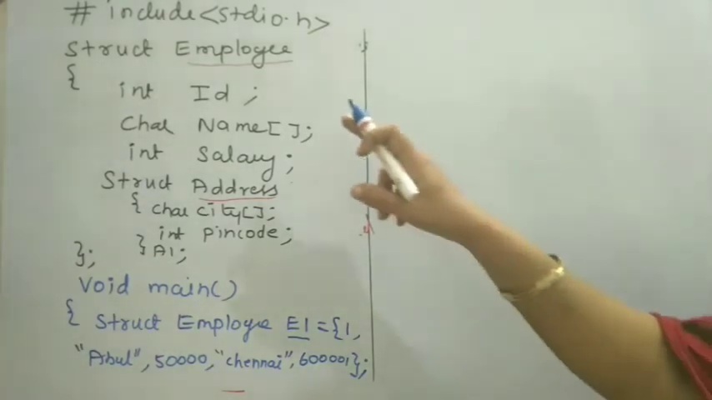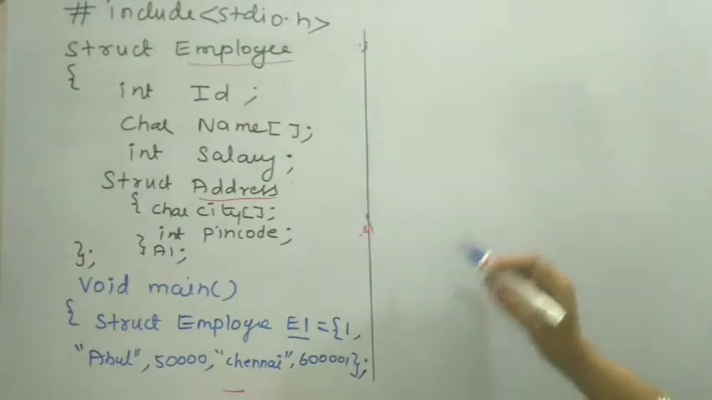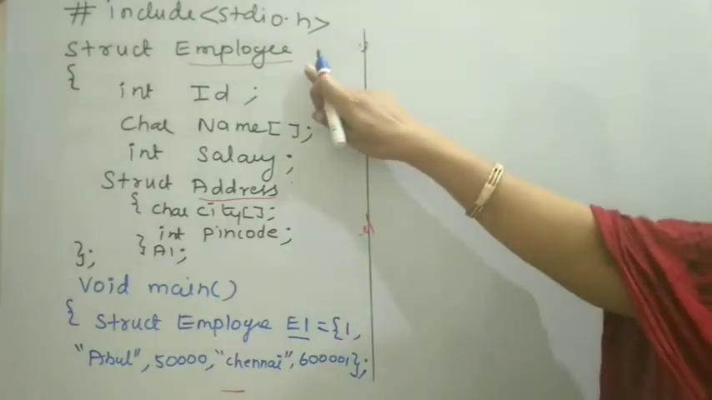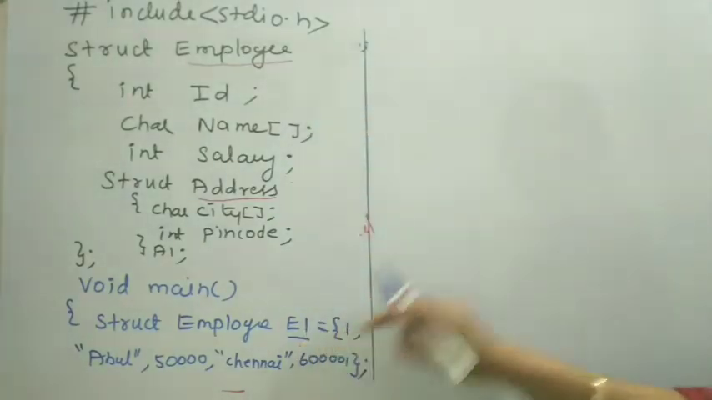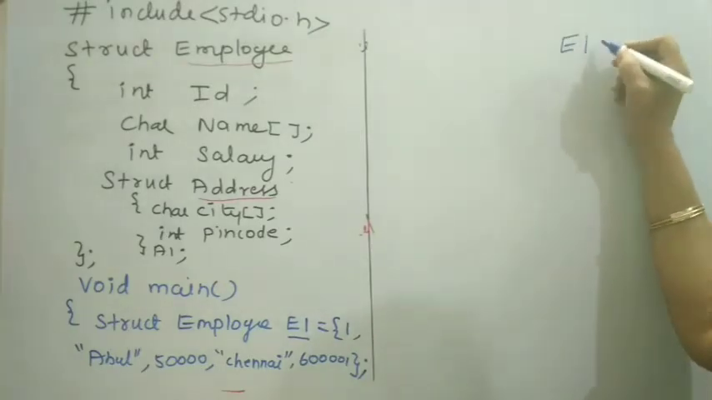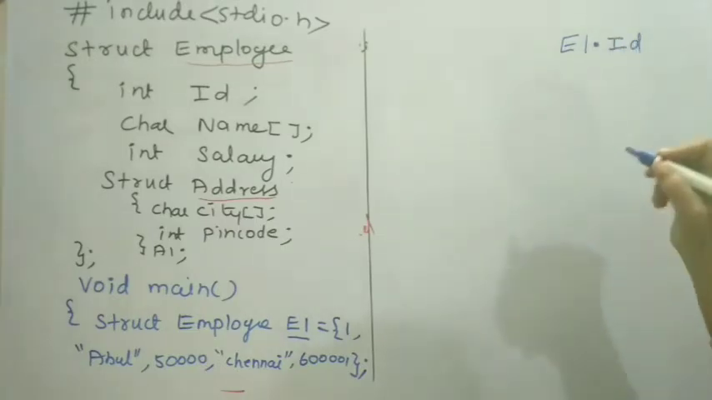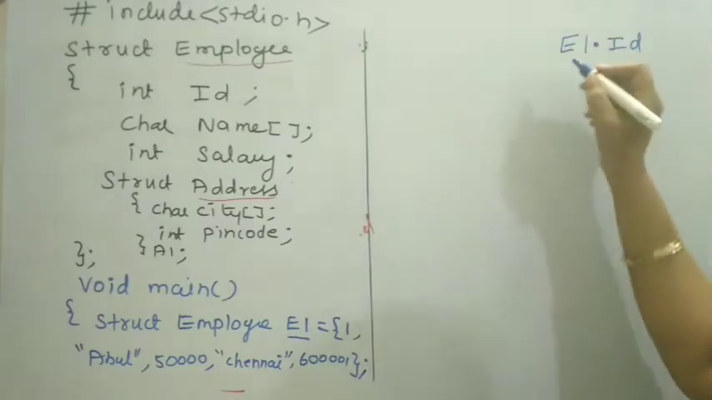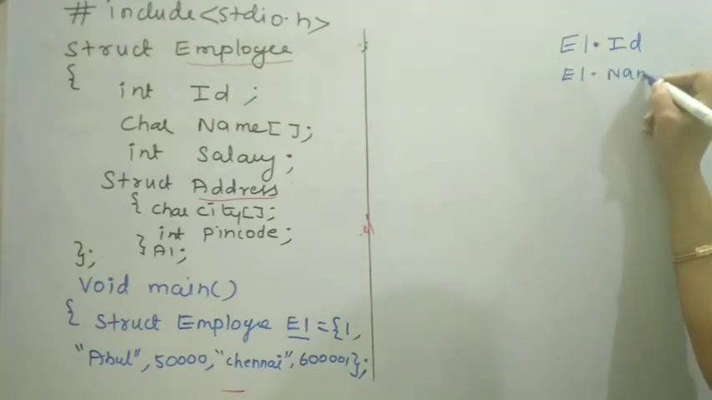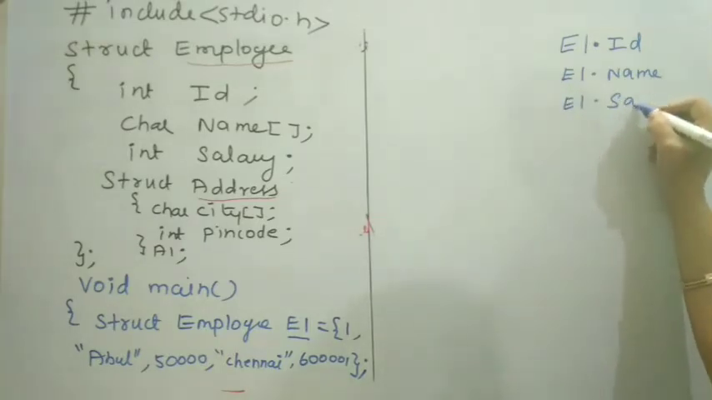If I want to access the data members, how to access them? To access the data members, definitely I need the structure variable of the structure. The structure variable of this structure employee is E1. If I want to access the data member ID, it is structure variable, dot operator, and then my data member, that is E1.id. Then to access the second data member, E1.name. To access the third data member, E1.salary.